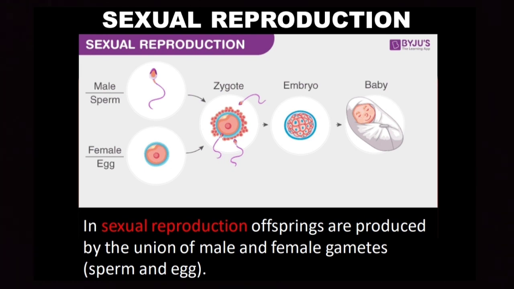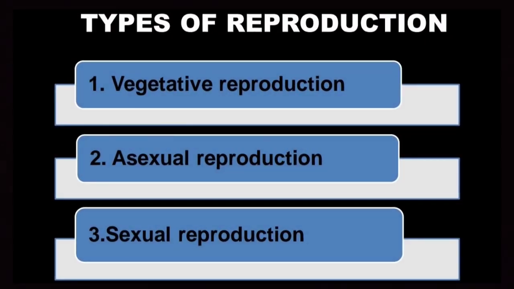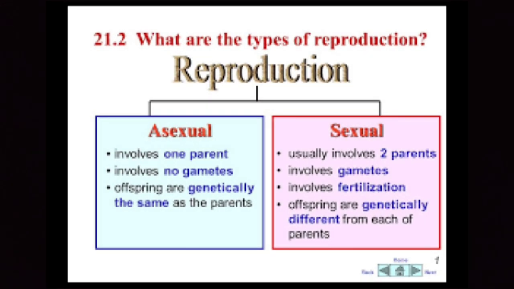A plant has two parts, that is, the vegetative part and the reproductive part. Vegetative parts are root, stem and leaf. Reproductive parts are flower. In this sexual reproduction, a flower is involved.